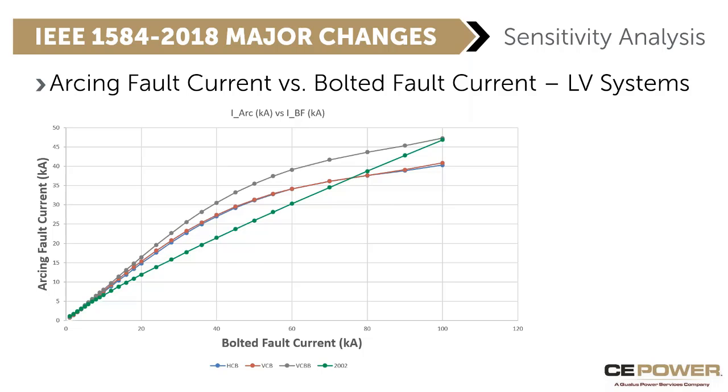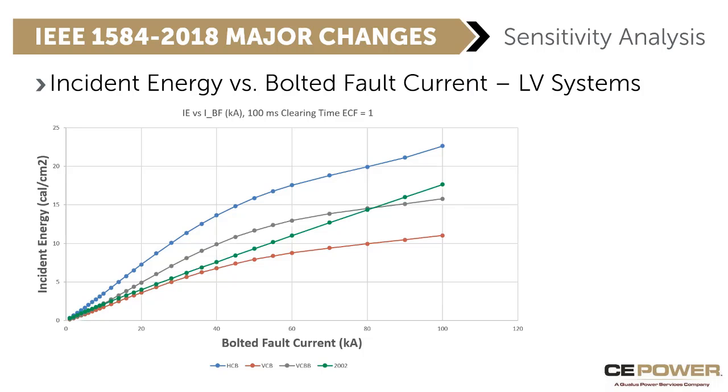So let's look next at bolted fault current against the incident energy values, right? And let's hold our clearing time constant at 100 milliseconds. So now we can start to see some separation. We see the old 2002 standard in green. Well, now it looks like the VCBB can be a lot higher than the green curve, and it looks like the horizontal configuration is always a lot higher. But again, maybe this isn't the best thing to do, to hold that clearing time constant, because we know that breakers and fuses can have different clearing times depending upon what type of fault current you're looking at. So now let's do that.